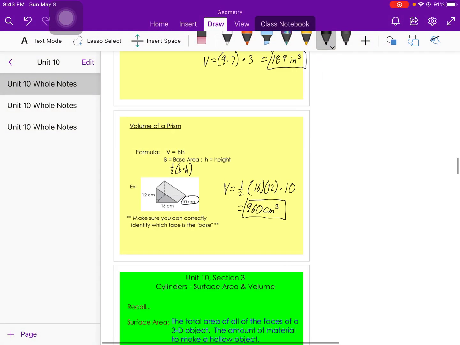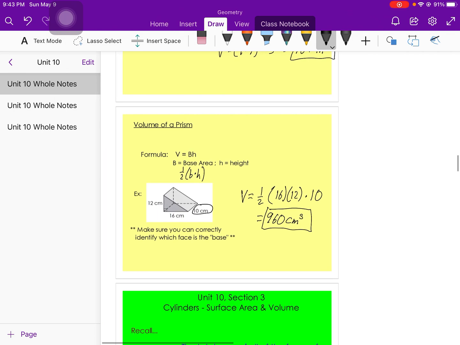Now these examples are pretty straightforward, nothing too crazy about them. The tough examples are the ones where you have like a hexagonal base or a pentagonal base, because with those you have to calculate the area of a regular polygon, and those can be kind of tricky. So keep that in mind.